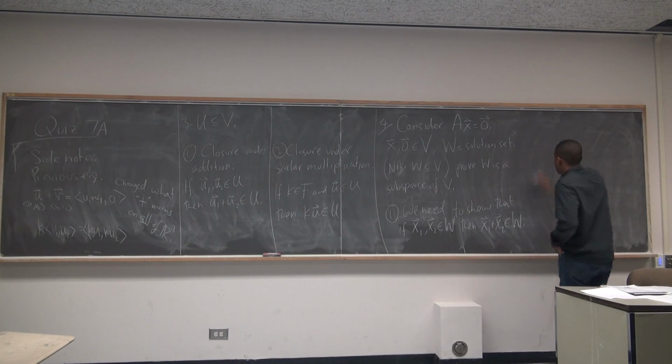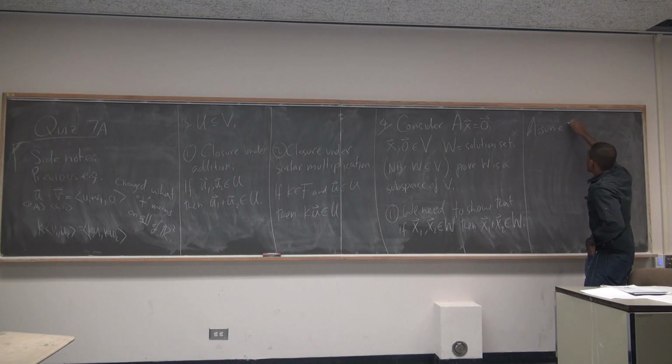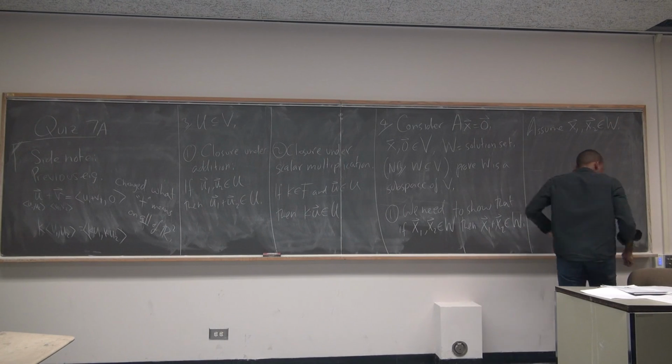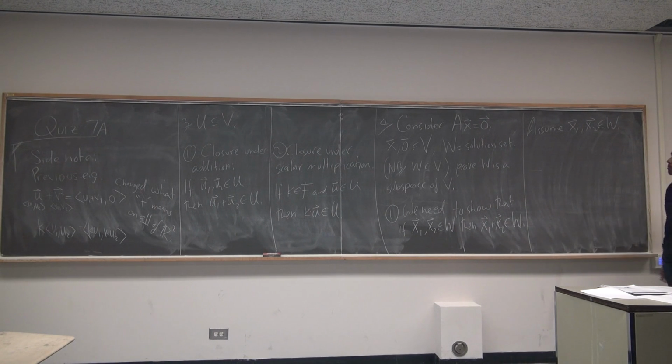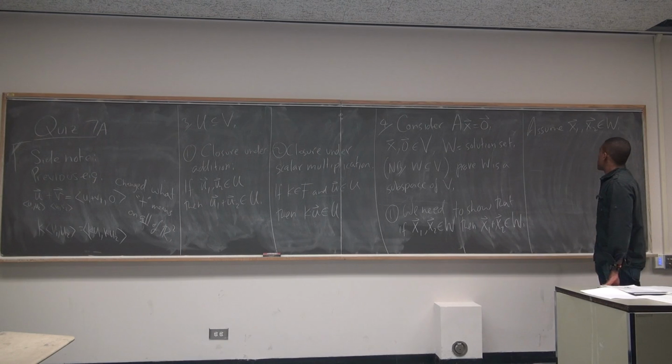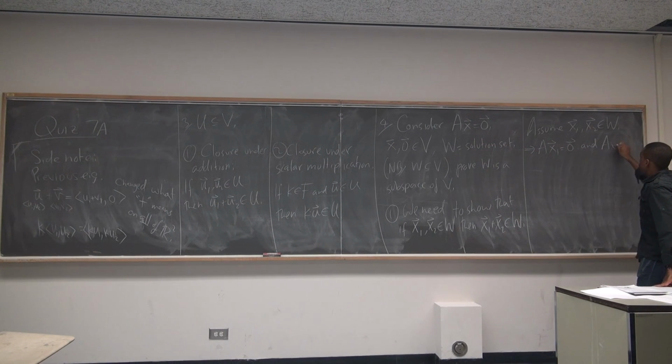Right? That's what we need to show. So then we assume x1 and x2 are there. What can I say about the sum? How do I figure out if the sum is there or not? x1 is 0, x2 is 0. This means that Ax1 would give me the 0 vector because it's in the solution space to this equation, and Ax2 would give me the 0 vector because it's in the solution space to that equation. So what can I say about the sum? Is it in the solution space to that equation?